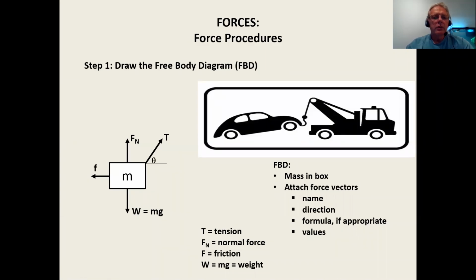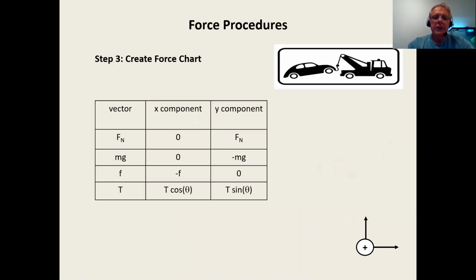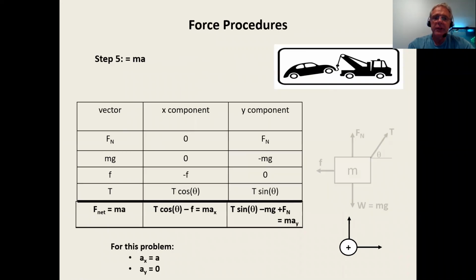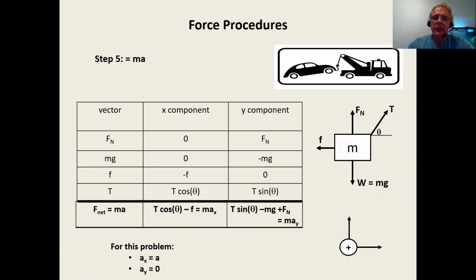All right, welcome finally to step 6, the last of our steps. To recap, step 1, draw the free body diagram for our car being towed. Step 2, choose a positive direction. Step 3, create the force chart. Step 4, add the columns. Step 5, set it equal to m times a.